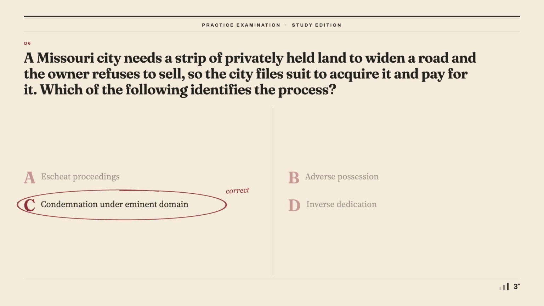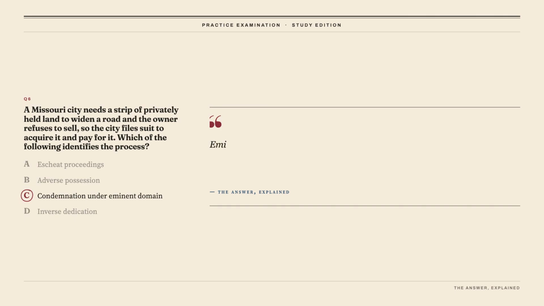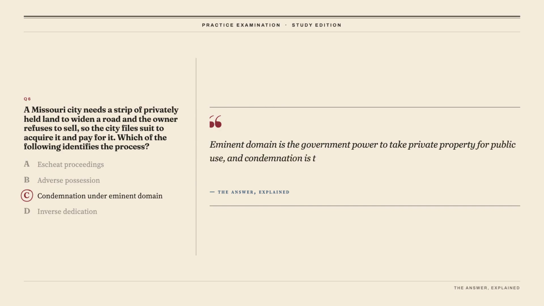The correct answer is C. Condemnation under eminent domain. C is correct because eminent domain is the government power to take private property for public use, and condemnation is the legal proceeding that exercises it. The owner is entitled to just compensation for the taking.